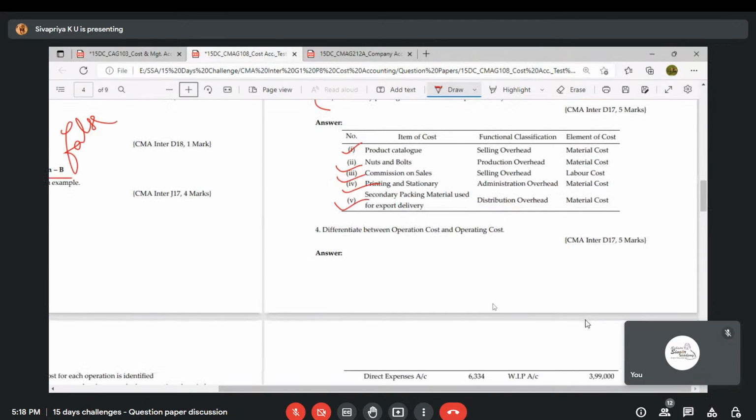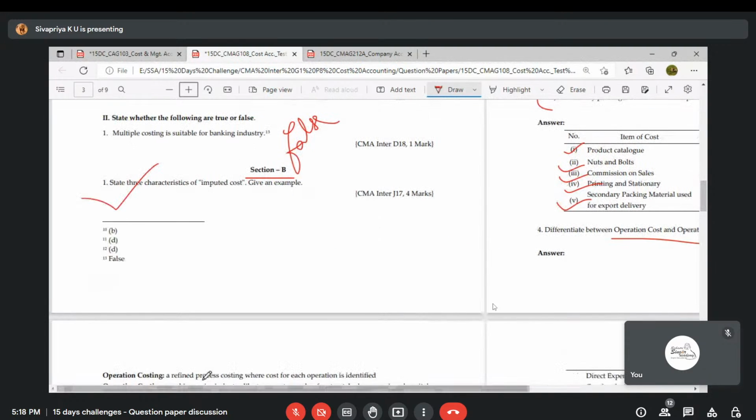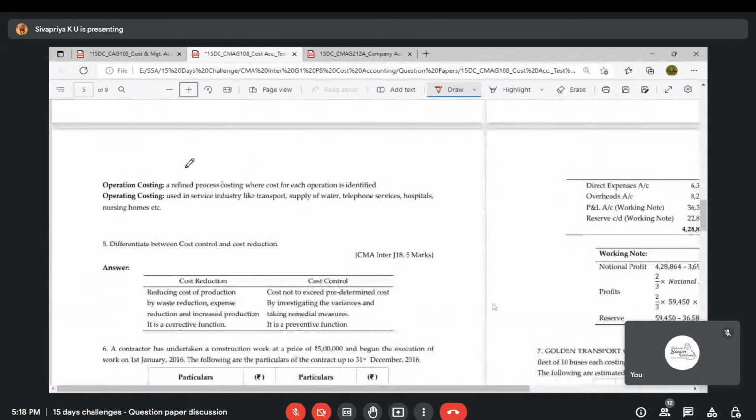Then question number 4, difference between operation costing and operating costing. So operation costing is a refined process costing, where the cost for each operation is identified, whereas operating costing is nothing but a service costing which is used in service industries.